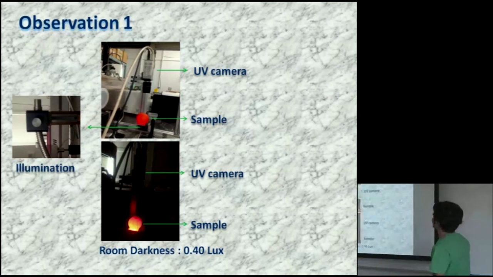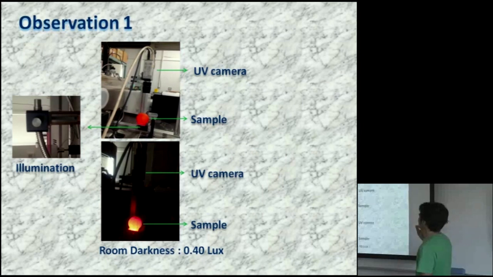This is my first observation. I use a UV camera because I think if the UV camera can capture it, that means spectroscopy can also get spectrum intensity in the UV region. So that's why I need a comparison between the UV camera and the UV visible region.